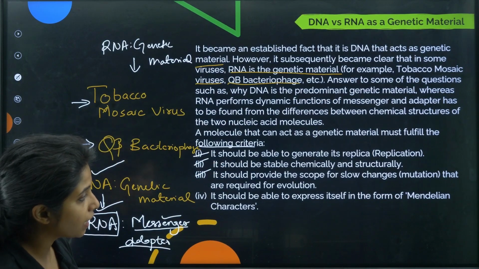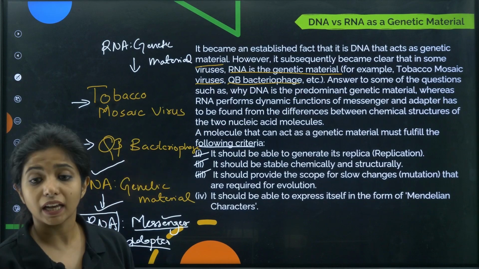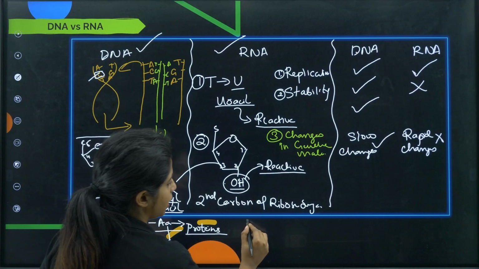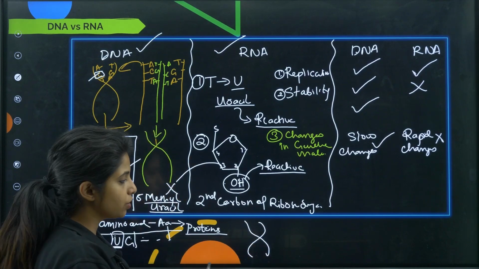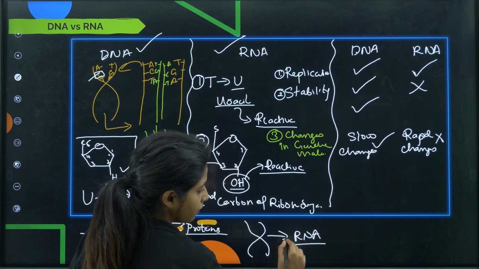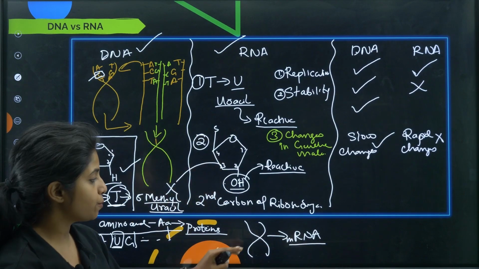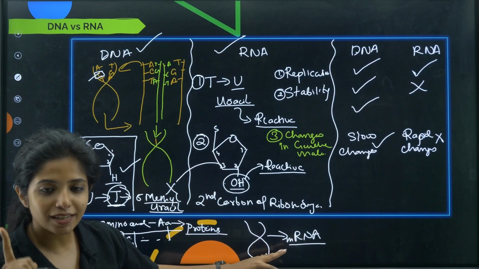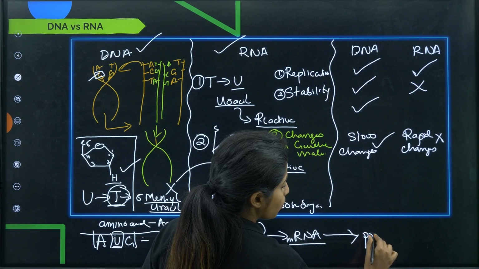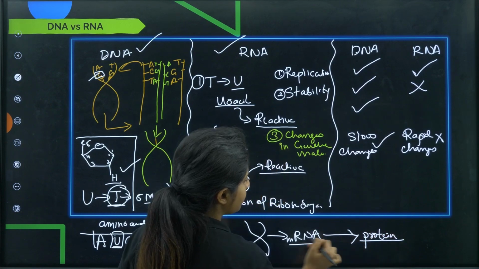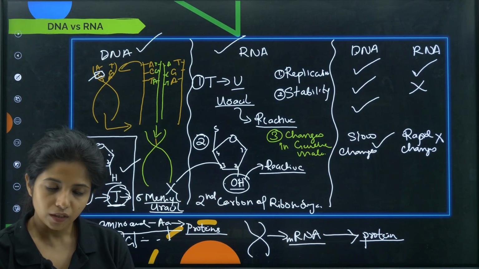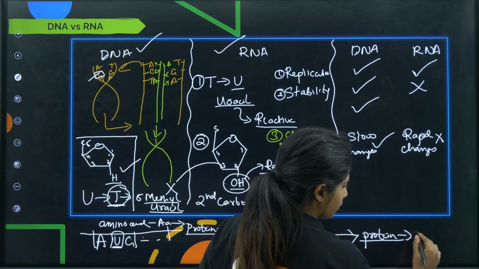Last point. It should be able to express itself in the form of Mendelian characters. That means basically the DNA which is there should give out a character. So how does it do? DNA helps in the formation of RNA, which RNA? mRNA, messenger RNA. This process is known as transcription. We studied about it, right? Now mRNA is basically translated to what, children? Protein. mRNA is translated to something that is known as protein.